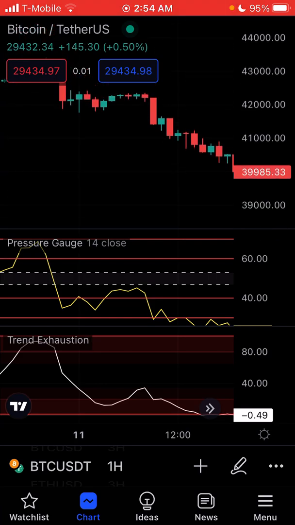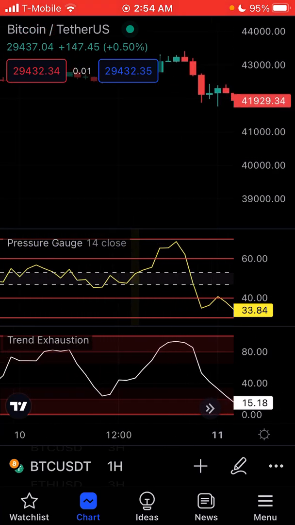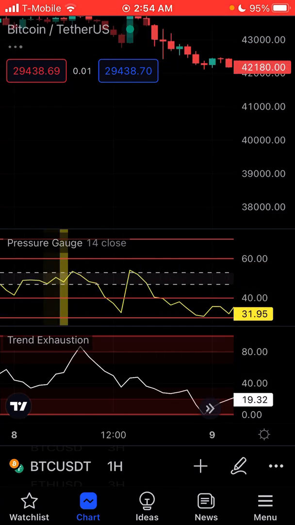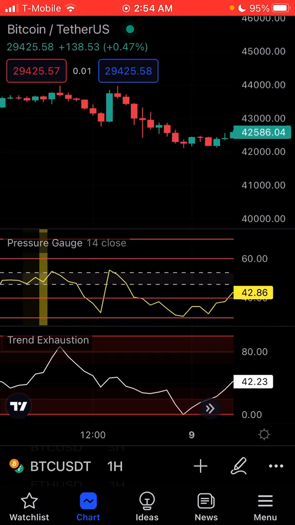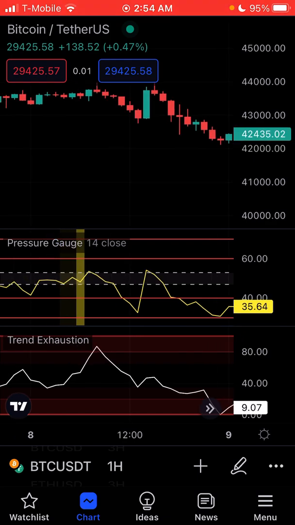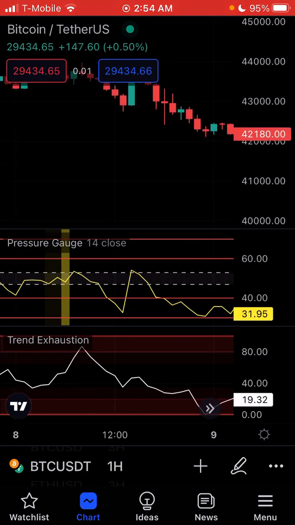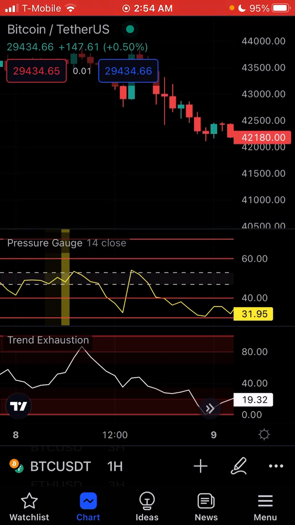Let me just see if there's one more. I want to see if there's an example of it going up. Here we go. Well, I don't know if this is going to work. Let's see. Pressure gauge, the trend exhaustion's at the top, so most likely it's going to go down, which it does. So I don't really use this to get in when it's going down.